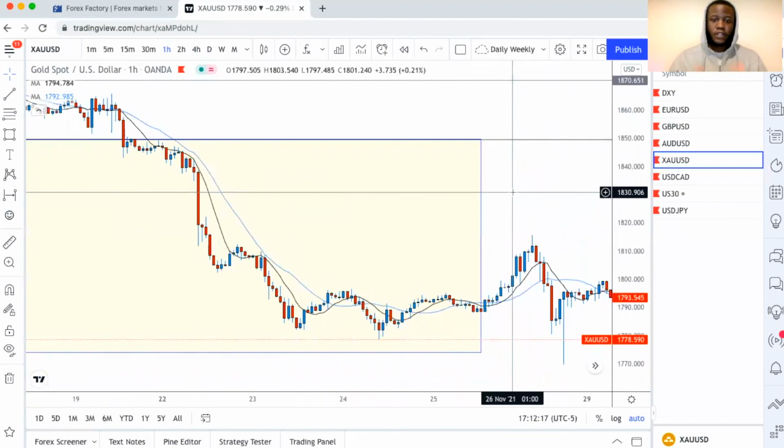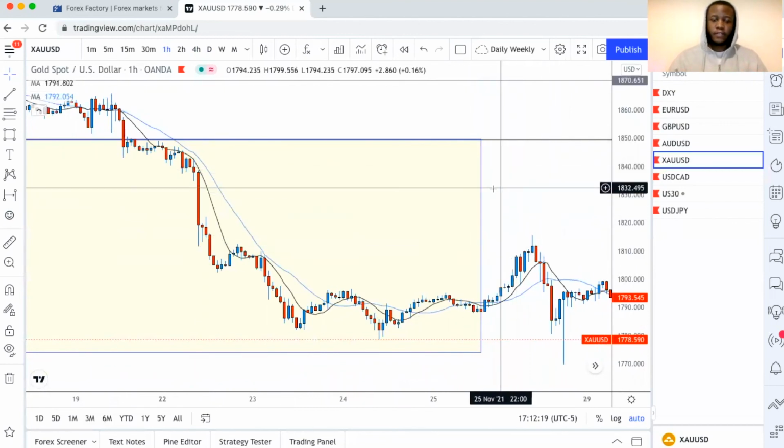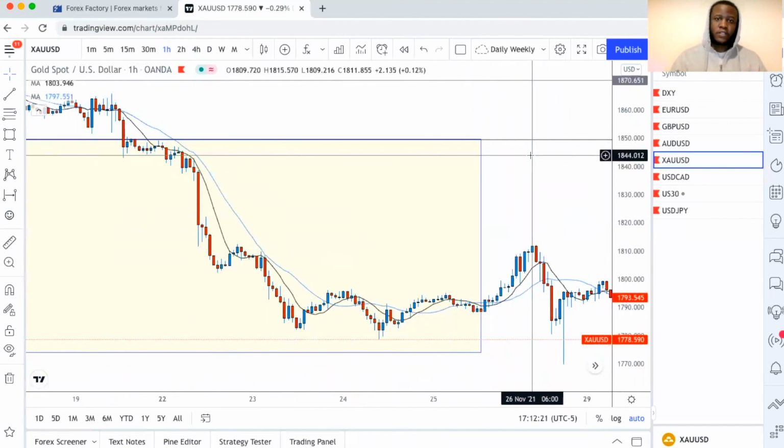So that's it for the moving average. This is the only indicator I'll use as a beginner to help you with directional bias.